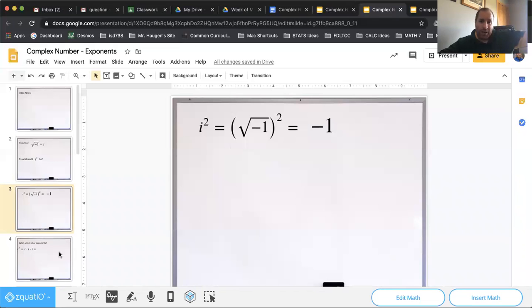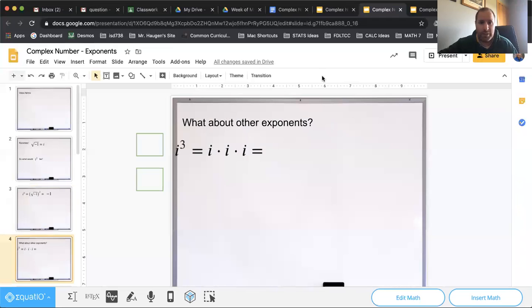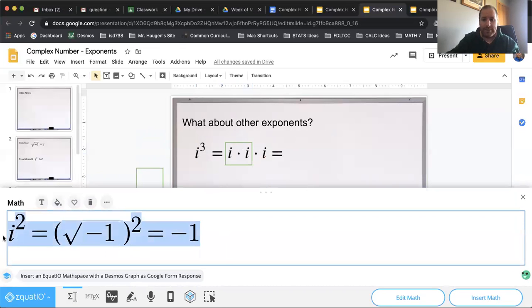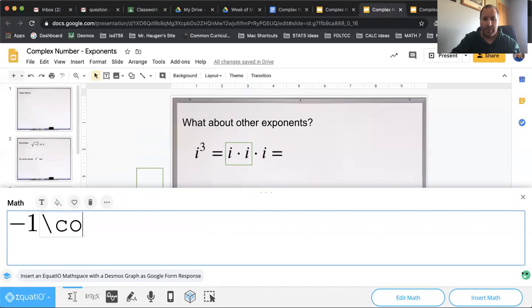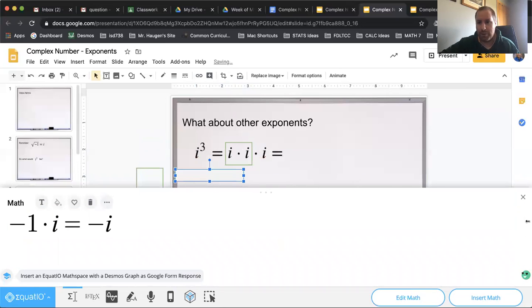So we can keep going up. i squared is -1. I wonder what i to the third power would be. Well, here's what we do. We take this and say, well, i times i. There's i squared. You guys know what that is. i times i is -1. And then you have just an extra i hanging out. That's -1 times i, so that equals -i. That's exactly what that is.